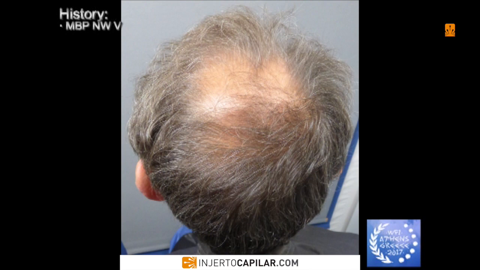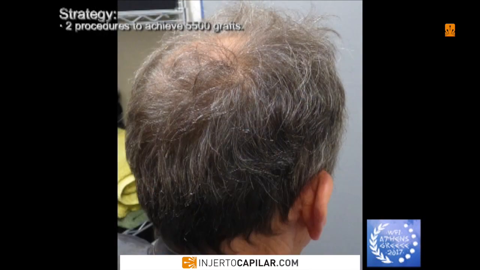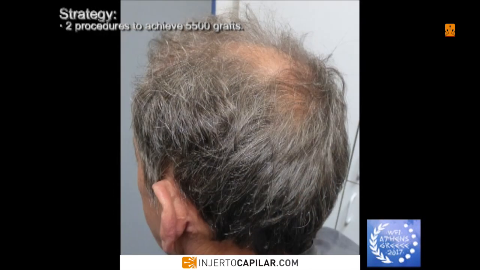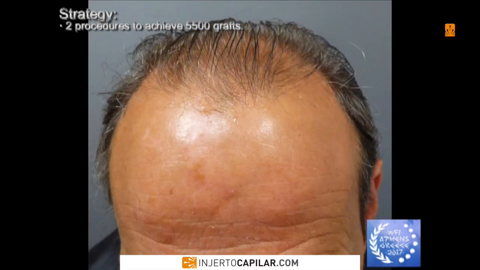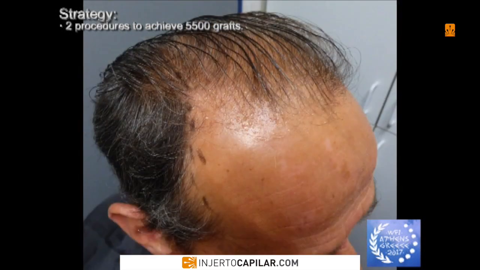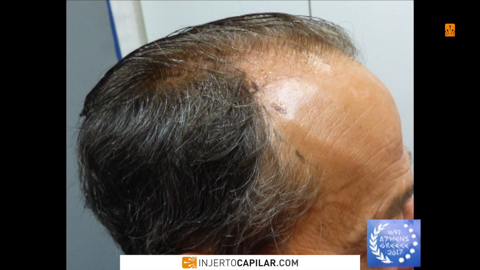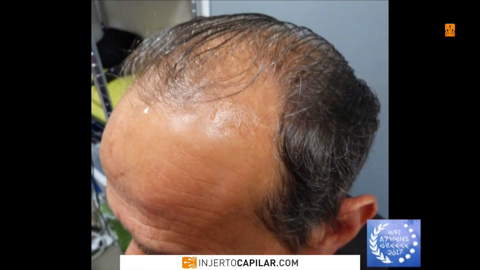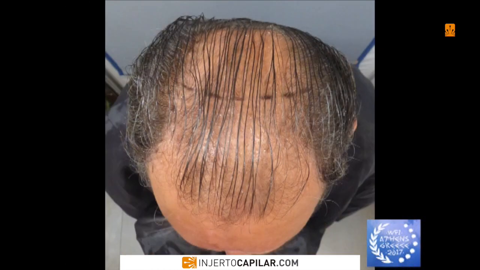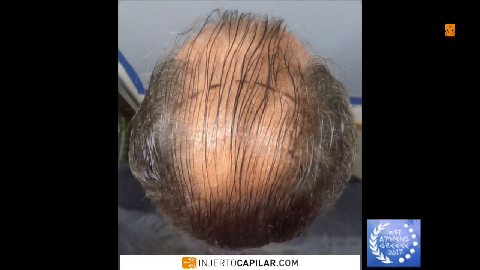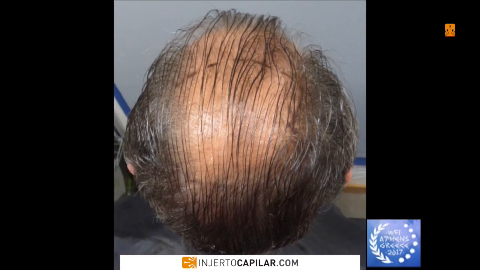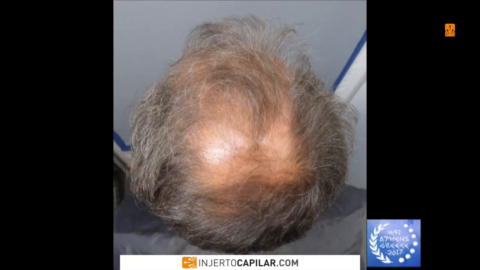As we mentioned, the plan is to repair both areas with 5,500 grafts in two procedures with a 5-month gap. We did his first procedure in April 2016 when we were starting with the new statistics, so I will be brief with this first procedure and go into more detail on the second surgery.